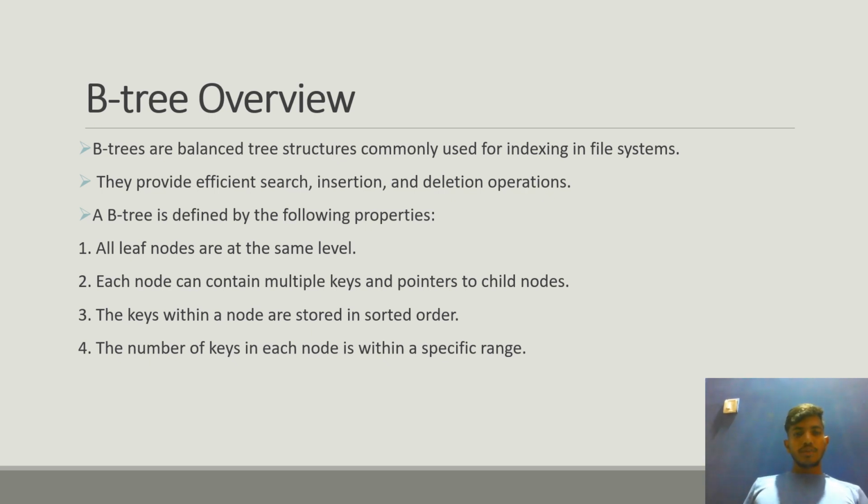Next, a B-tree is defined by the following properties. All leaf nodes are at the same level. Whenever we consider a B-tree, all leaf nodes are at the same level. If they are not at the same level, then we will not consider it a B-tree. Each node can contain multiple keys and pointers to their child nodes. The keys within a node are stored in sorted order. The number of keys in each node is within a specific range.